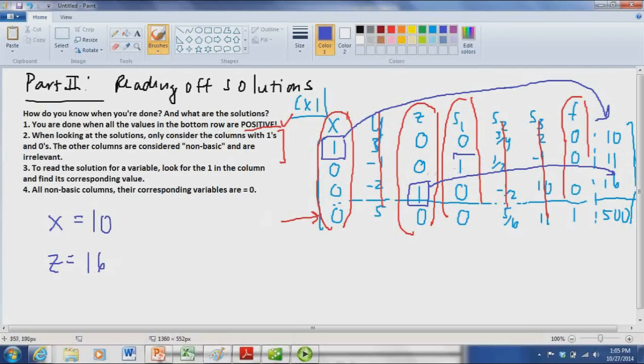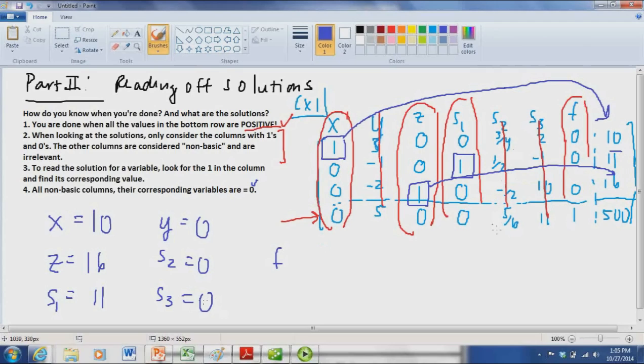Next one, slacker, right here. Slacker 1, S1. S1 is equal to, what's its corresponding value? 11. You see that right there? Yeah, it's right there. All right, well, what about the rest? What about Y, S2, and S3? And of course, what about F? All these ones here are all zeros.